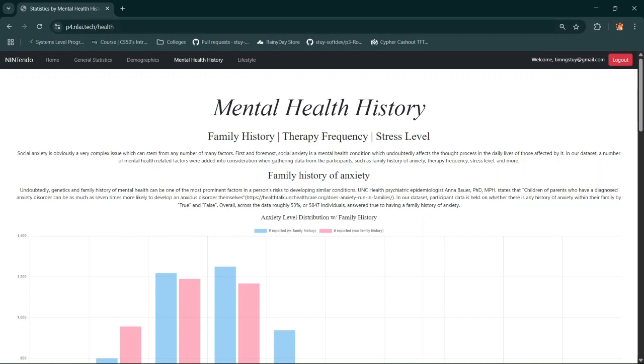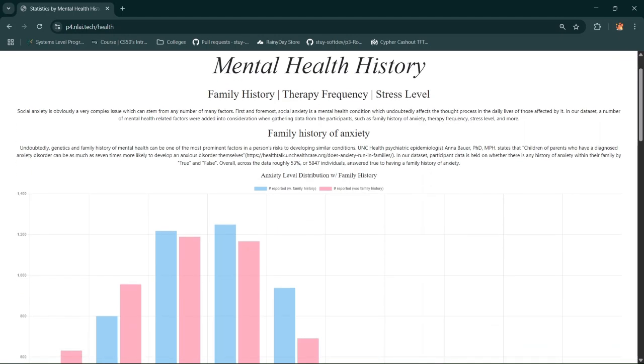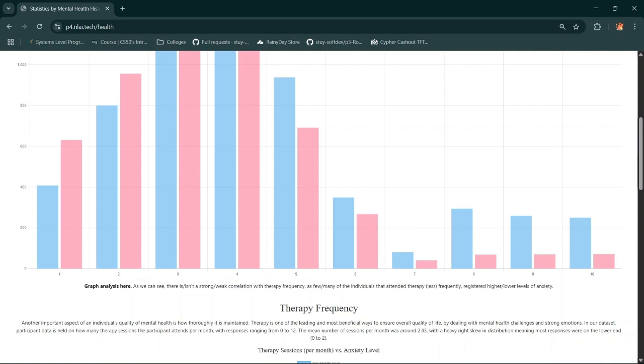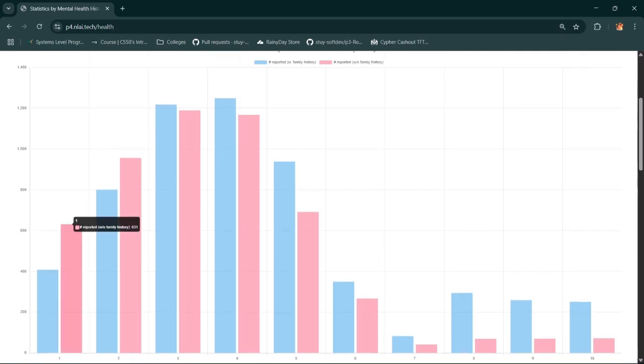I'll be going into mental health, which is basically the why behind anxiety, and we'll be looking at family history, therapy frequency, and stress levels. So let's dive right into it. With family history, it's one of the biggest risk factors, and according to UNC Health, children are actually up to 7 times more likely to develop it themselves if their parents had anxiety disorders.